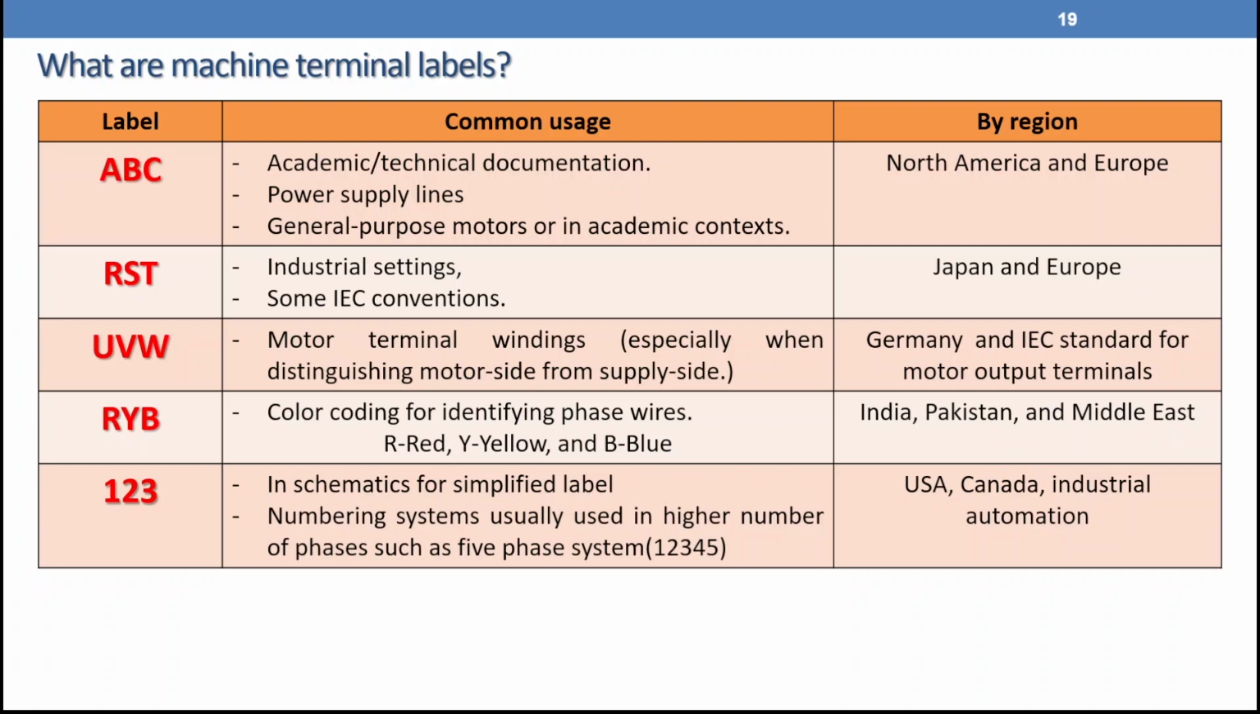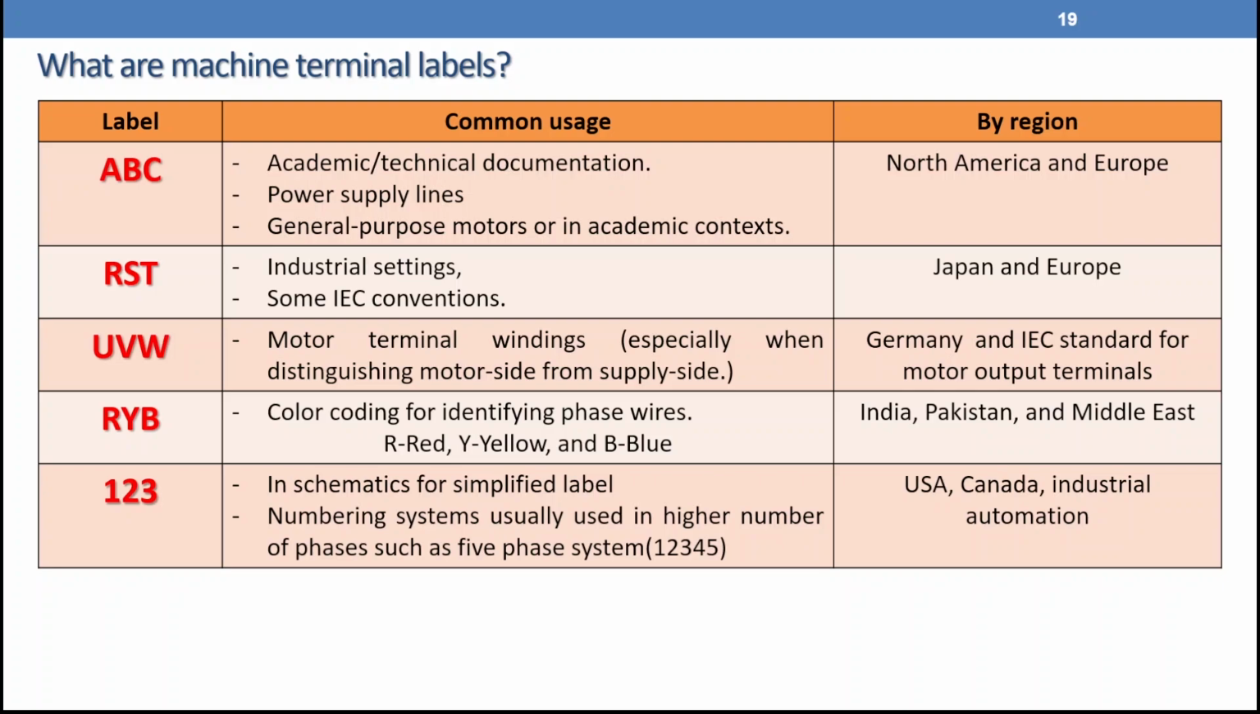Regarding RST, it is used in industrial settings and some IEC conventions, and Japan and some areas in Europe adopt this label. Regarding UVW, industry manufacturers like to use UVW for the motor terminals to distinguish between the motor terminals and the supply. And the supply could be ABC or 1, 2, 3, or even line 1, line 2, line 3. A good example for UVW is Siemens in Germany and IEC standards for motor output terminals.